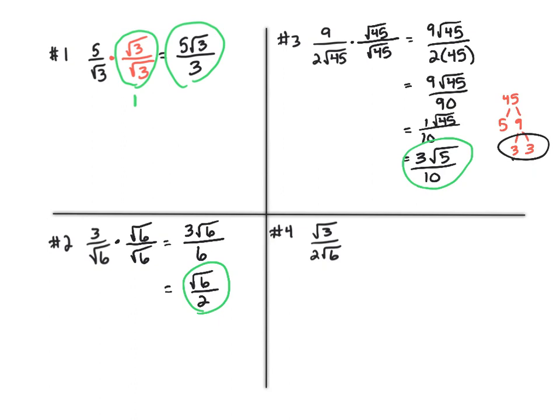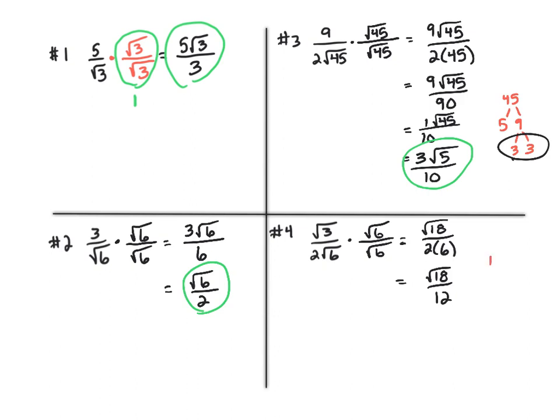Okay. And the last one. Going to multiply the numerator and denominator by root 6. Again, root 6 over root 6 is equal to 1. So we're not changing the fraction. We're just changing what it looks like. So I get the square root of 18 over 2 times 6, which gives me root 18 over 12.